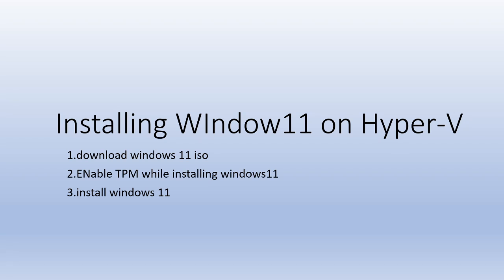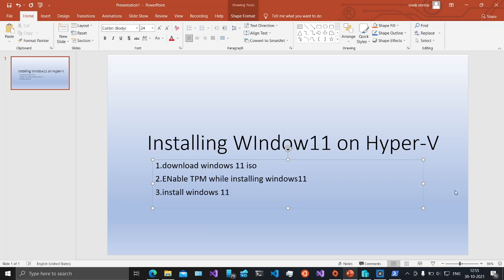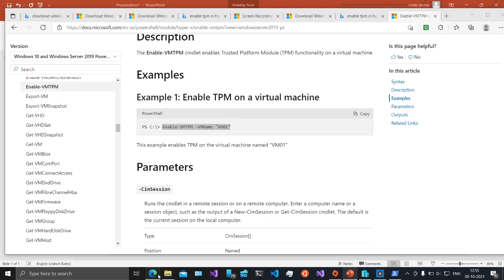So in this tutorial we should download the Windows 11 ISO, enable TPM while installing Windows 11, and then install Windows 11. Remember that it should be more than one core machine. So in Hyper-V we'll enable more than one core so that it installs Windows 11. Let's get started.